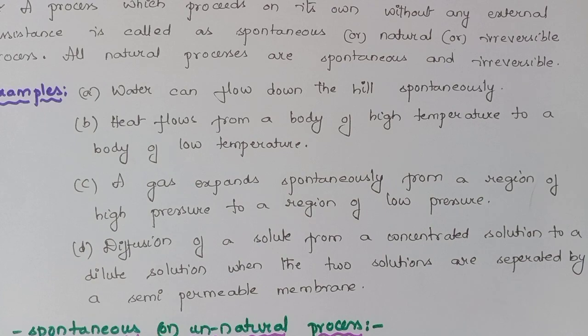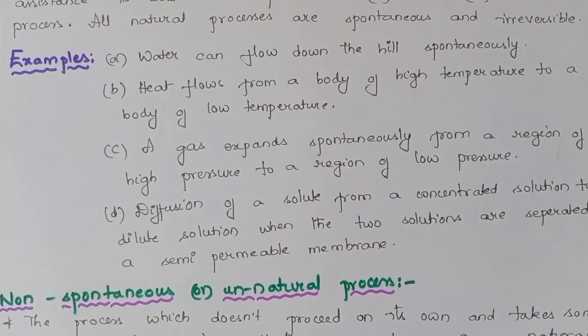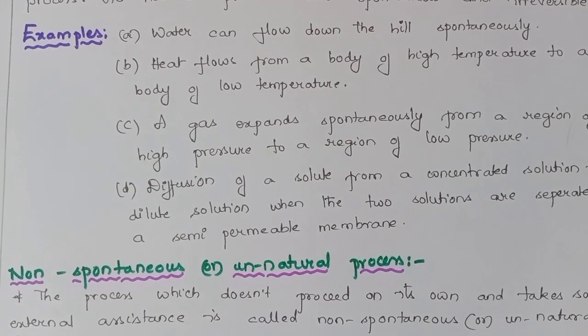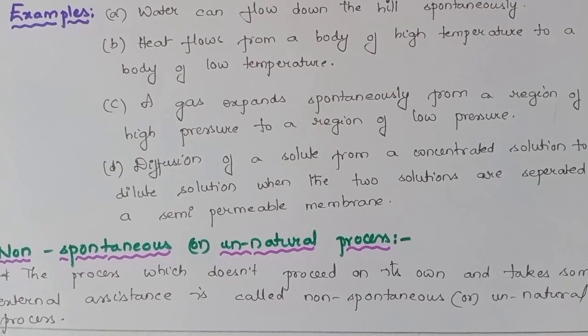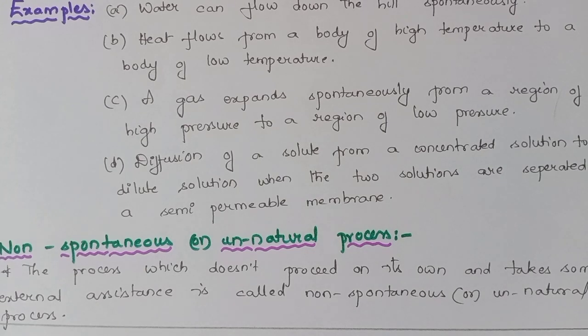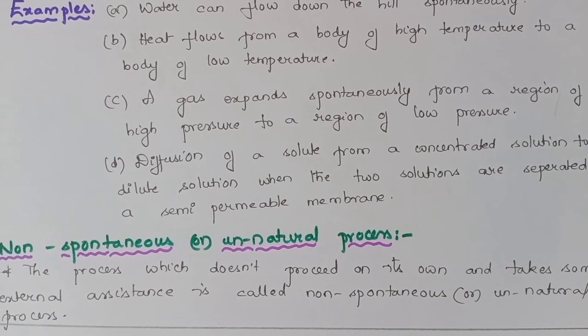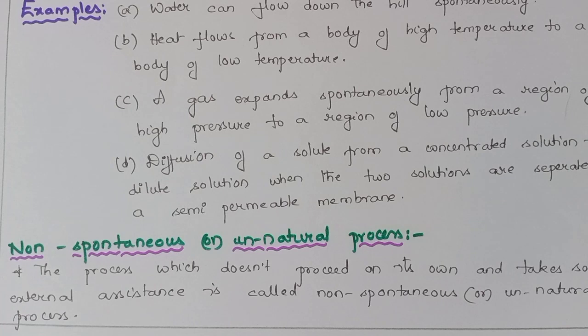Okay, next, put the side heading non-spontaneous or unnatural process. This is exactly the opposite of a spontaneous process. What is it, students? You can write on your own. The process which is not able to proceed on its own and takes some external assistance is called a non-spontaneous or unnatural process.